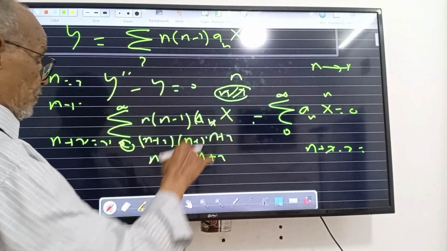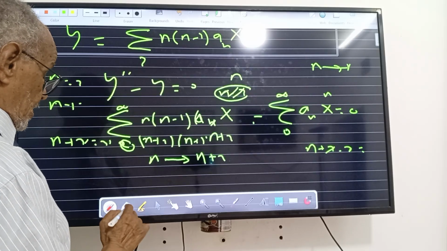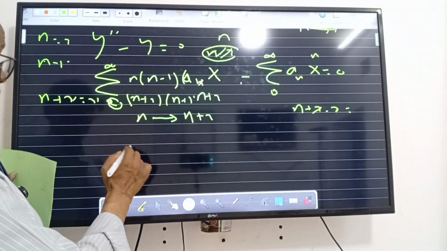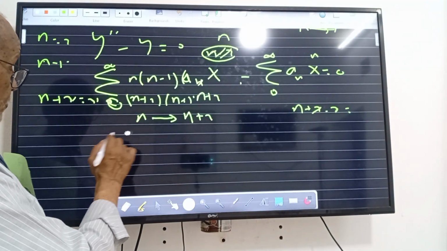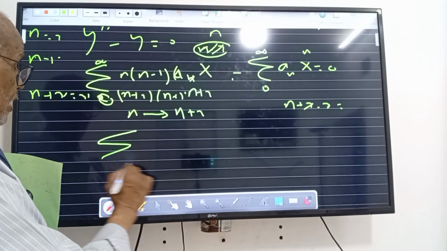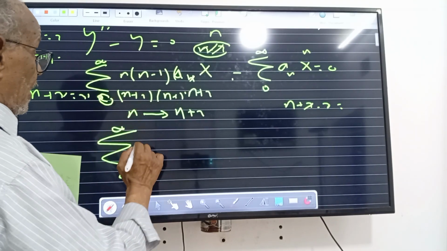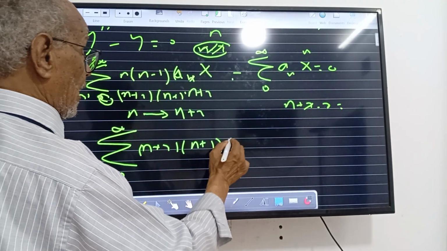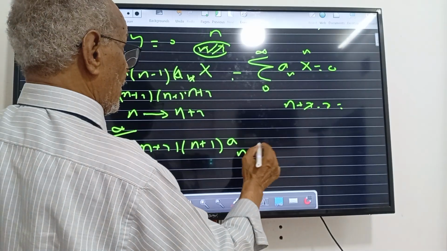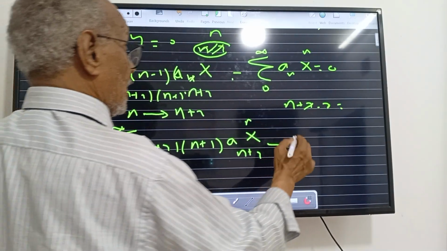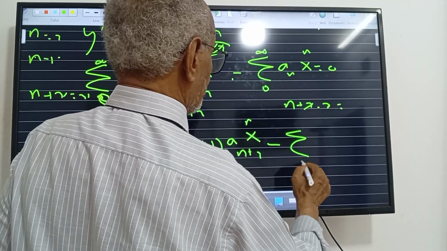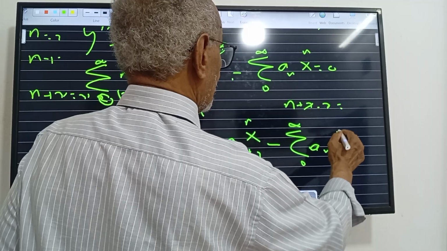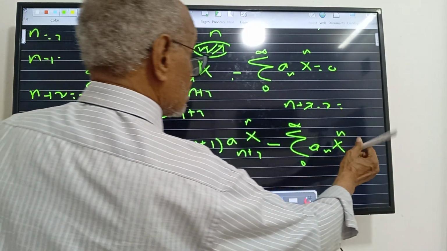So after making all these changes, the equation is like this: sigma from 0 to infinity, n plus 2 multiplied by n plus 1, a n plus 2 x to the power n, minus sigma from 0 to infinity n a n x to the power n. So these terms equal 0.